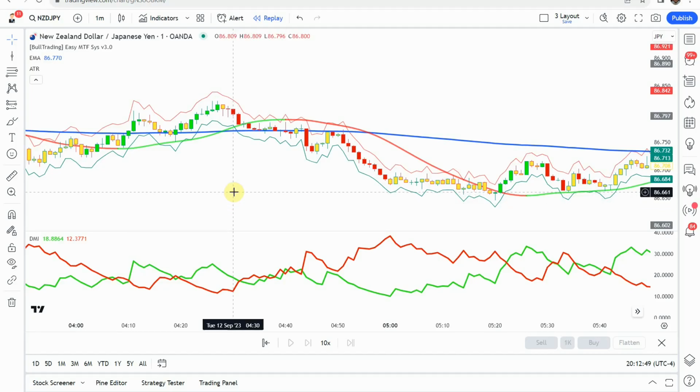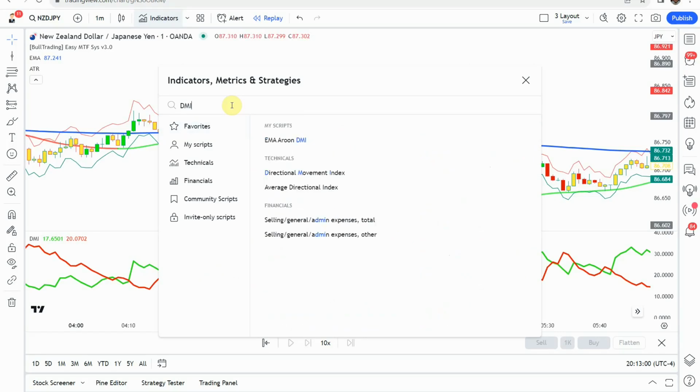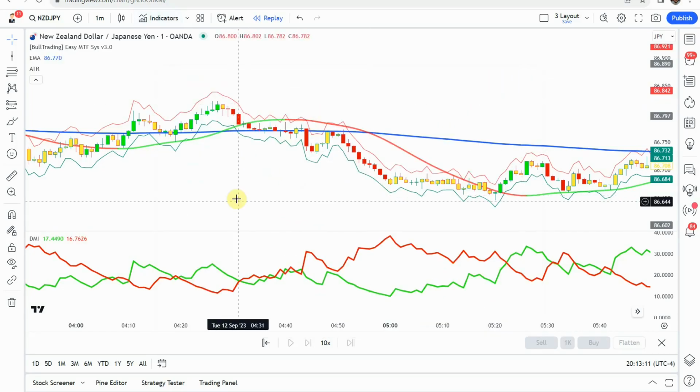So the first indicator that we're going to have is going to be this one down here on the bottom. It's the DMI indicator. And so if you just go to the indicators here and type in DMI, it's going to be this one right here, the directional movement index. And that is a TradingView default indicator built in by TradingView.